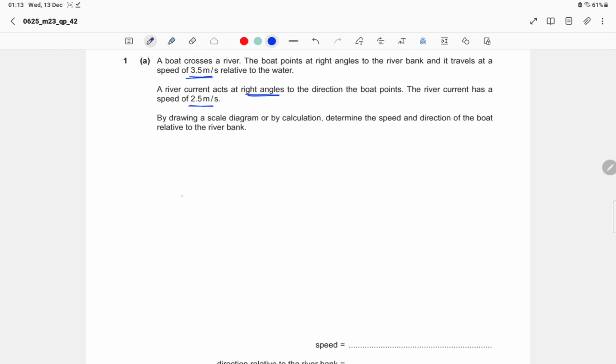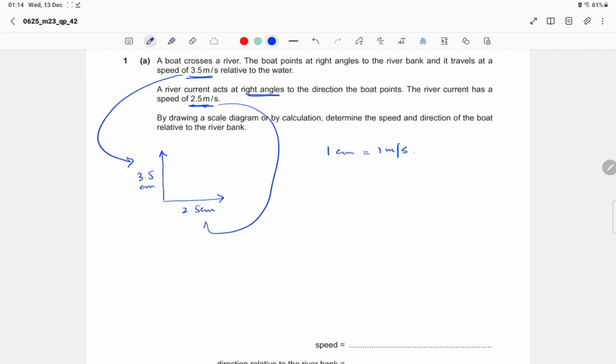Now you see that the river is moving in this direction. So what we can do is take 1 centimeter equals 1 meter per second. So if you want to draw the current for 2.5, it's going to be 2.5 centimeters. Then you have to draw this, which is going to be 3.5 centimeters.